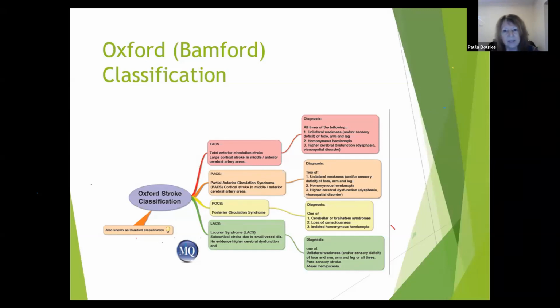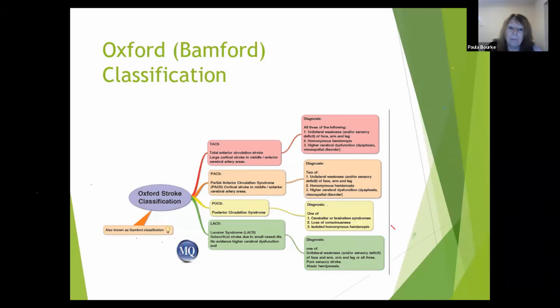So for a total anterior circulation, because you're talking about the whole side of that brain, you're looking at unilateral weakness, okay? You're looking at homonymous hemianopia, and you're looking at higher cerebral dysfunction, which is the dysphasias, aphasias, visual perception sort of thing. If a patient scores 3 of 3, they're a TACS. If you then get a CT scan and it says it's an infarct, you can say TACI. If it comes back as a bleed, it's TACH, with an H on the end, okay?